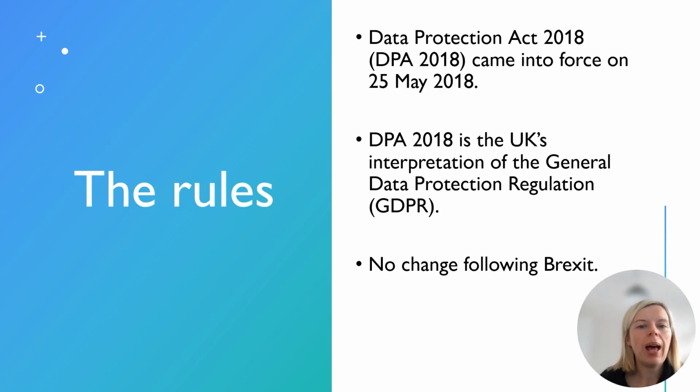The rules in the UK in relation to data protection are set out in the Data Protection Act 2018. The DPA 2018 is the UK's interpretation of the General Data Protection Regulation, often referred to as GDPR, which is an EU regulation. This means that although the UK are no longer part of the EU, the data protection rules still exist in the UK and must be complied with.